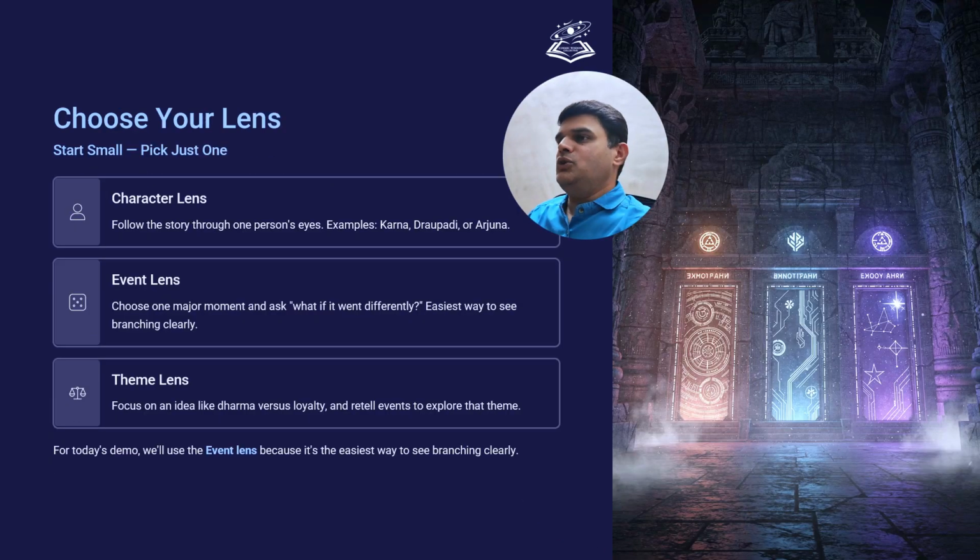Now, where do you start? Pick just one lens. Character lens means you follow the story through one person's eyes. Event lens means you choose one major moment and ask, what if it went differently? Theme lens means you focus on an idea like Dharma versus loyalty and retell events to explore that theme. For today's demo, we will use the event lens because it is the easiest way to see branching clearly.